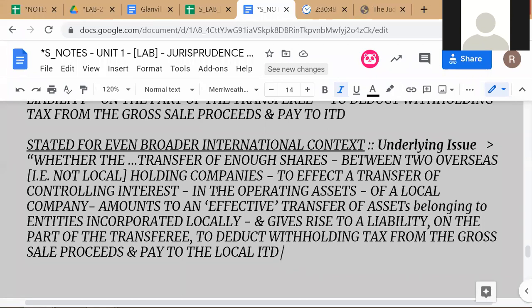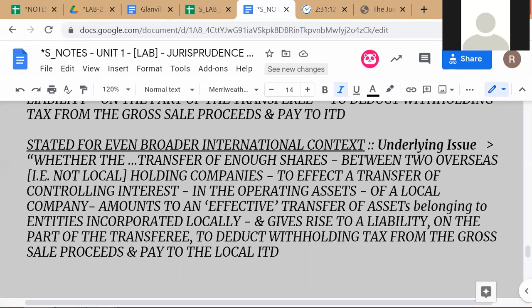So you see here, there's a more general statement of the underlying issue. It can be applied to any country in the world, whenever you have local assets. Generally, the principle of withholding tax is that if there's any kind of a sale or purchase of local assets, you have to deduct withholding tax from the sale proceeds and pay it to the income tax department.